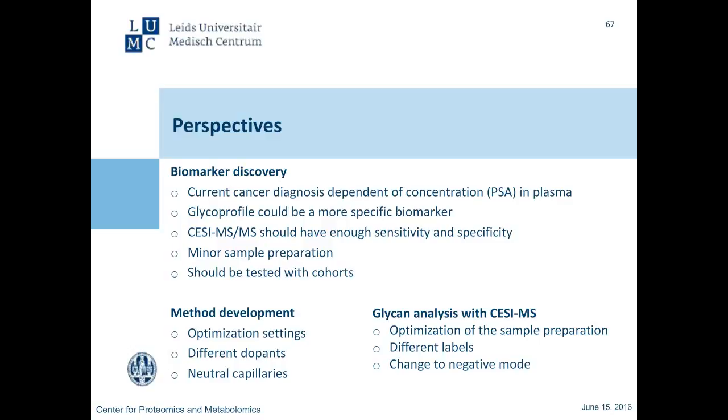However, of course, this should be tested with cohorts, and that's currently what we're doing. We're analyzing some prostate cancer patients and seeing if we can define a more specific biomarker using a glycoprofile. Hopefully soon I can show you some results about that. For the method development, of course, we never really stop with optimization, so we're always looking if we can optimize it somewhere else.